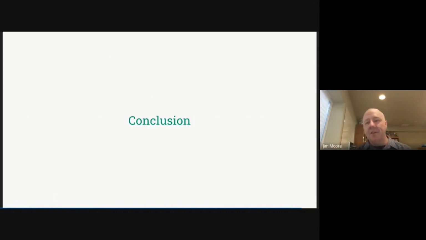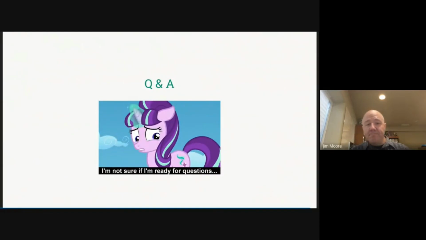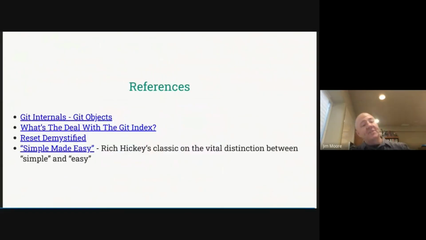So, in conclusion, simplicity brings power. Trivial data structures and a few simple architectural principles provide an extremely rich, fast, flexible, and easily customizable tool. And here in the references are some things. The title of the presentation, Git Made Simple, is in reference to Rich Hickey's classic talk on Simple Made Easy. Rich Hickey is the creator of Clojure, and he talks about the difference between simple and easy.